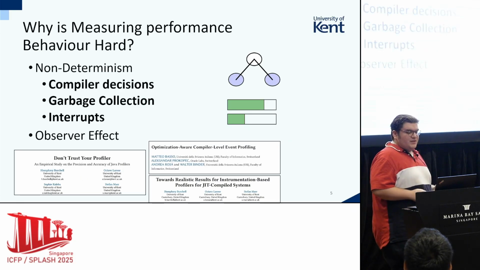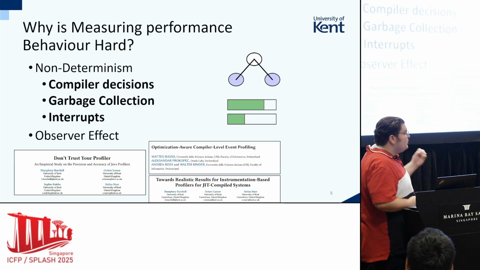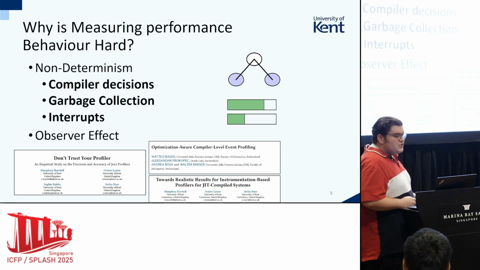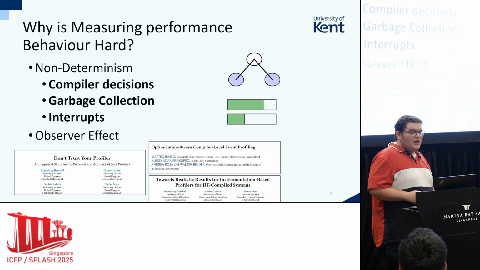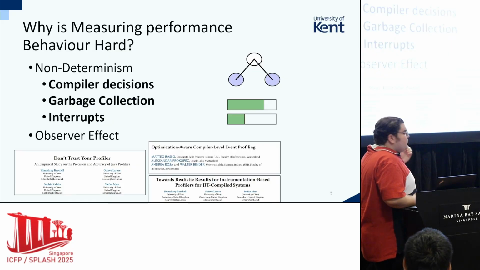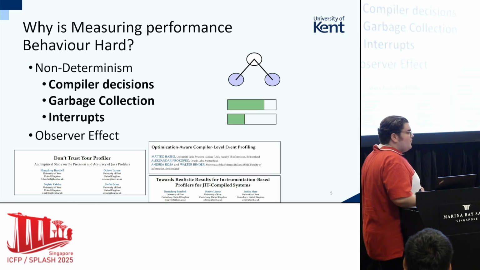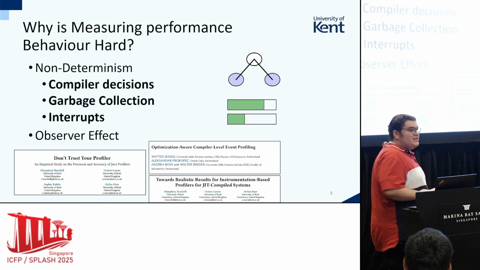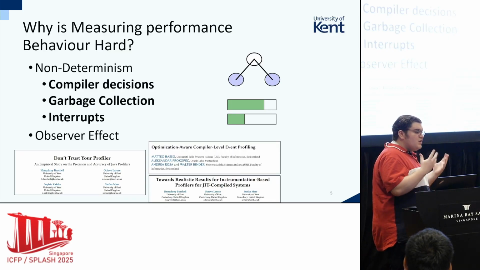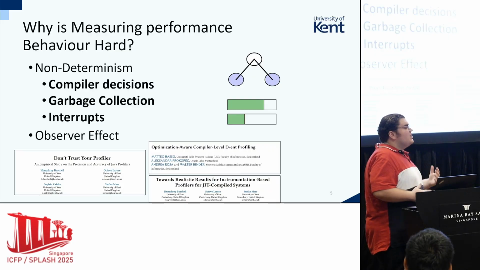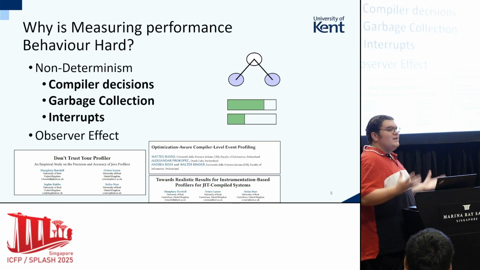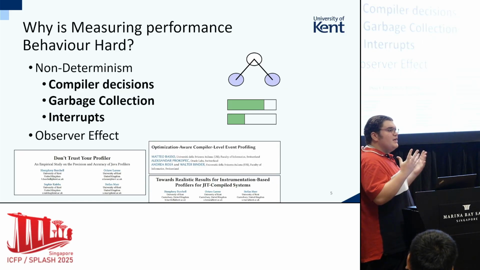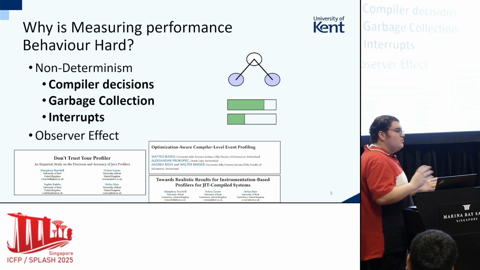Why do we see stuff like this? Well, there are multiple reasons. Non-determinism: compiler decisions, garbage collection, and interrupts can all influence how a program is executed. On top of that, tools like profilers suffer from the observer effect. Work done by us and others has found that profilers, samplers, and instrumentation can actually influence the execution of a program, and this can dramatically change the execution, giving you an unrealistic view of the program, an execution that would not normally happen if there was no tool attached.